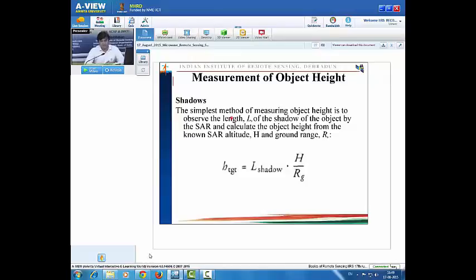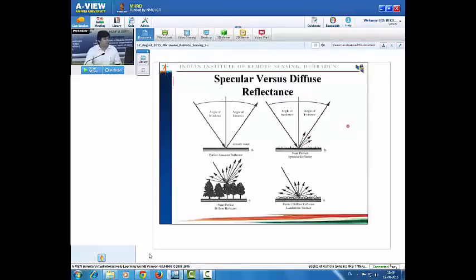If one has the information of the length of the shadow, one can easily find out the height of the target with the help of SAR altitude and ground range, and the formula can be seen here. Height of the target will be equal to the length of shadow multiplied by h divided by ground range. So at that time one will be able to get the height of the object also.